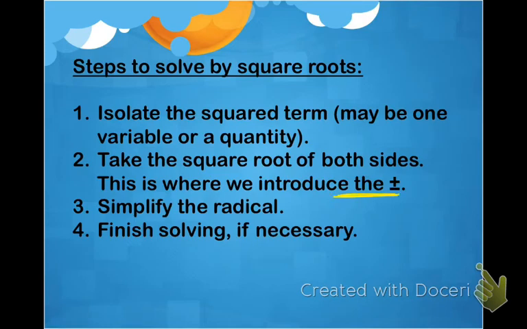Okay? Then we're going to have a radical, so we want to simplify it. If it works out evenly, then you just go ahead and take the square root. And so then sometimes after that, there's going to be some more algebra that needs to be done. So that's your step 4, is to finish solving if necessary. I would go ahead and put this video on pause for a second so that you can get these steps copied down into your notes.